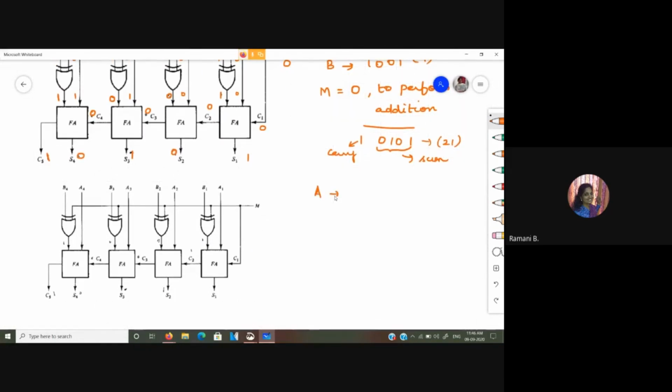A is 1100 and B is 1001. Now we take M is equal to 1 to perform subtraction. So here I will just write the normal subtraction output. So here you are having a 0. So you will be borrowing from here.